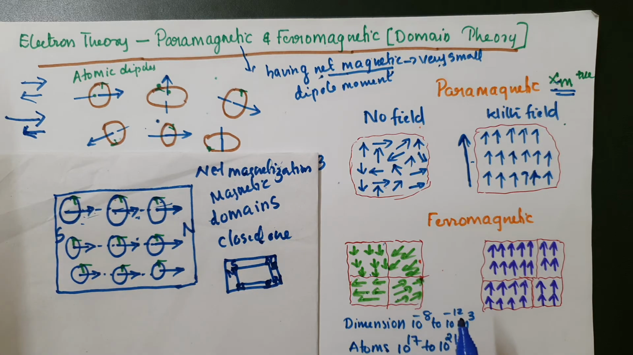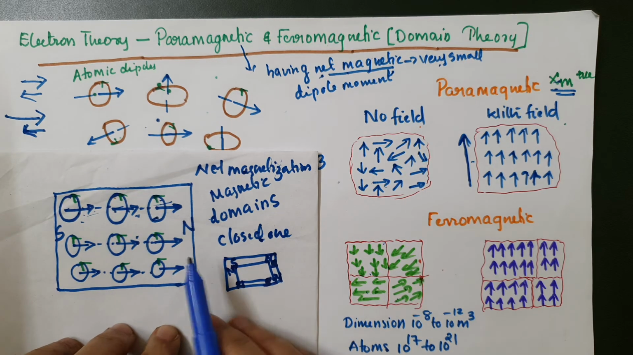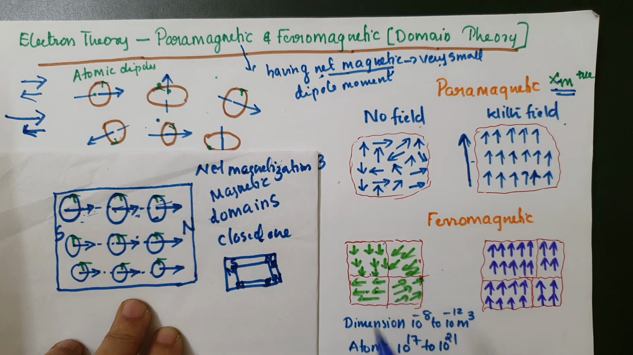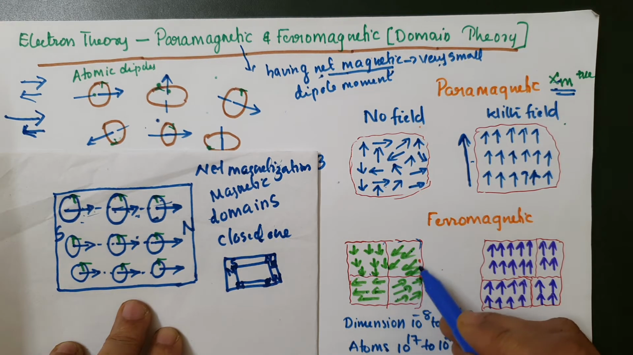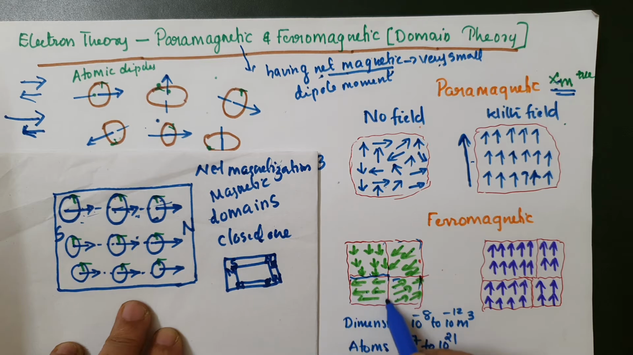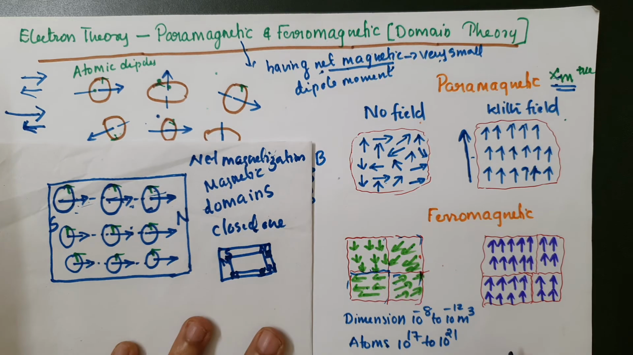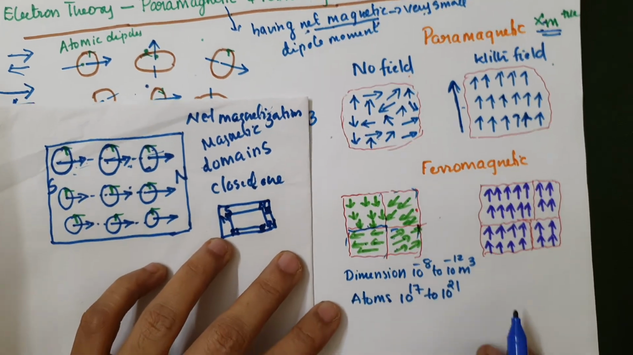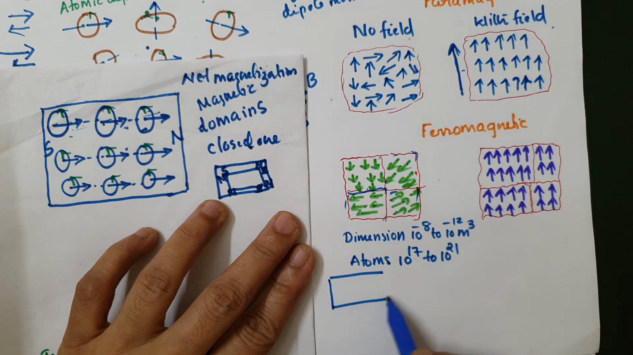And this domain means a microscopic region in which the atomic dipoles are oriented parallelly, or aligned in a particular direction. This is one of the domains, with all the magnetic dipoles aligned in a particular direction. This is another domain, here aligned in a particular direction. Here also is another domain, where the atoms are arranged in a particular fashion. And when we consider the case of a domain, it simply forms a closed loop, and this is simply a domain.